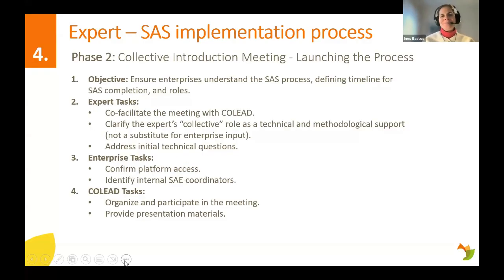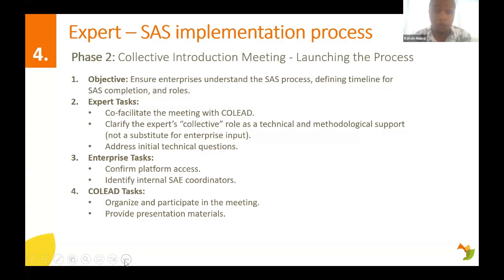Phase 2. We are going to have the collective introductory meeting, and this is the launching of the process for companies. Indeed, you have already organized the companies in different batches, and you have also agreed on the timelines of the implementation for each batch. So the first objective will be to ensure the enterprises understand the SAS process, define timelines for completion, and also the roles. We need to define and stick to the timelines agreed.